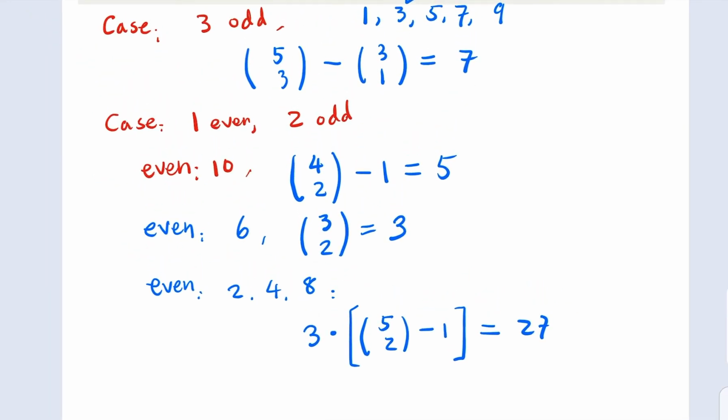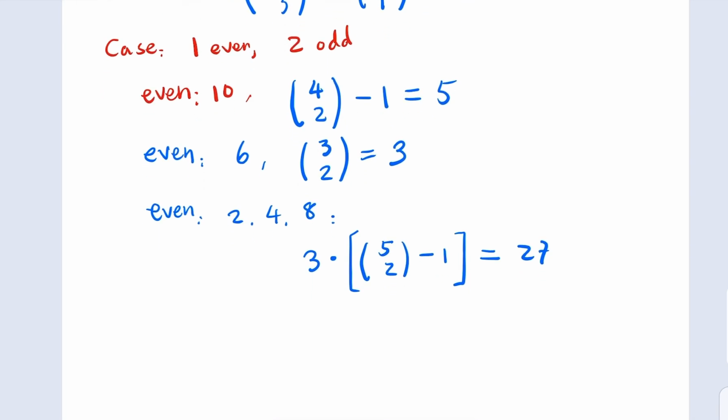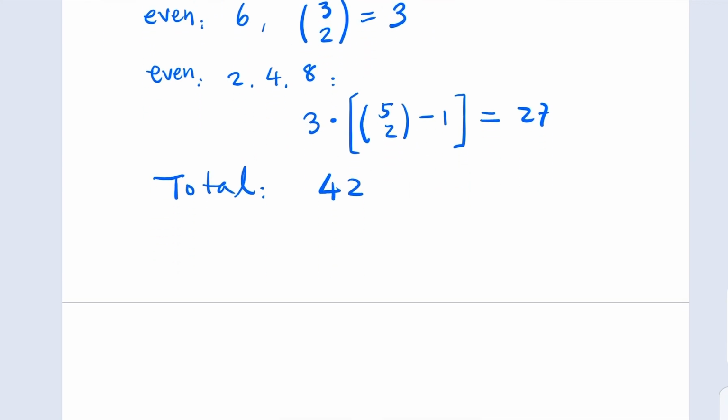It's all enumeration of different cases. So you add the numbers here: 7 plus 5 is 12, plus 3 is 15, plus 27 is 42. So the total number of favorable choices is 42.